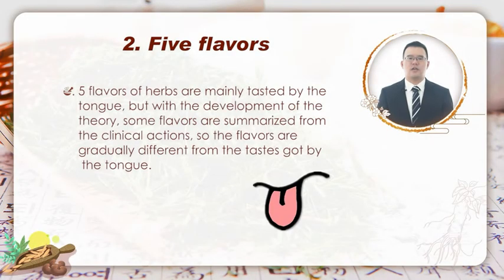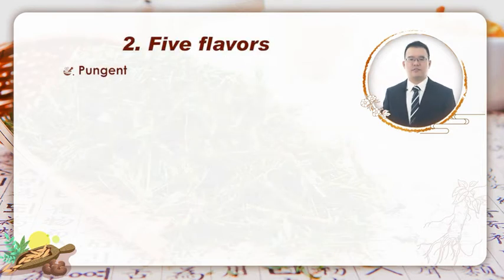5 flavors of herbs are mainly tasted by the tongue. But with the development of the theory, some flavors are summarized from the clinical actions. So the flavors are gradually different from the tastes got by the tongue. Let's take a look at the first flavor, pungent.